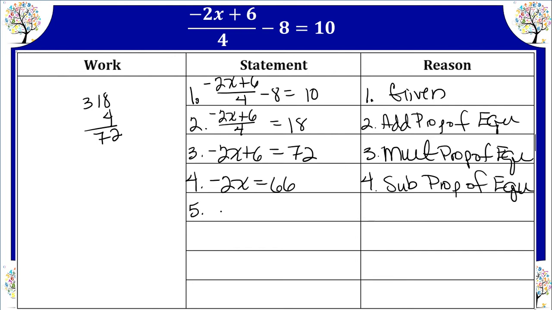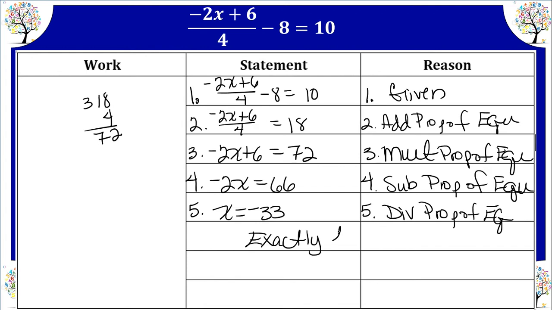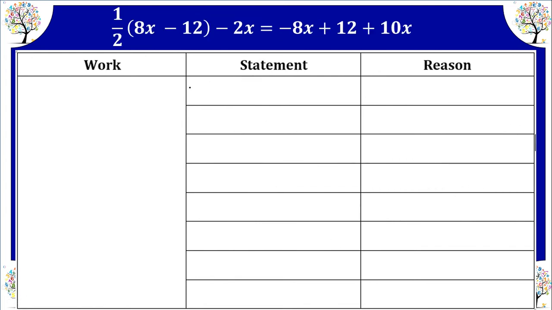And then last, we're going to divide each side by -2, and our one solution is -33. So the division property of equality. And this equation has exactly one solution. Our next problem.